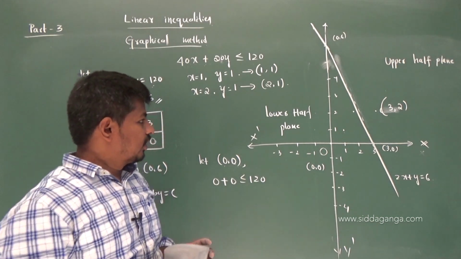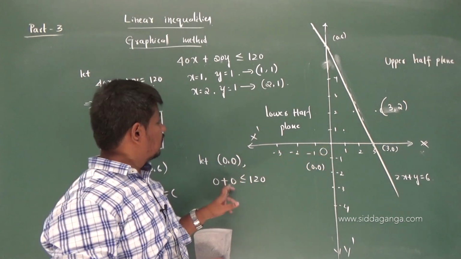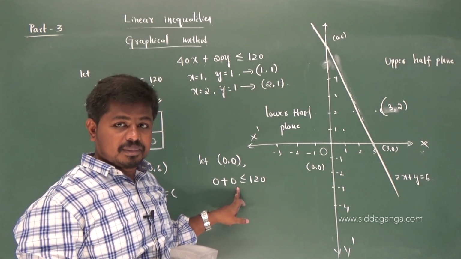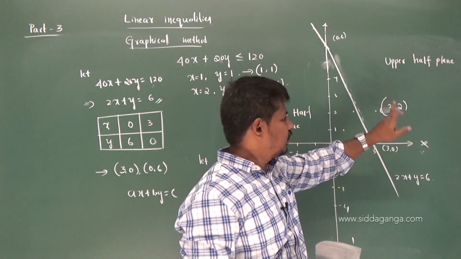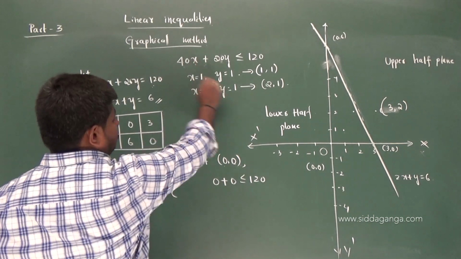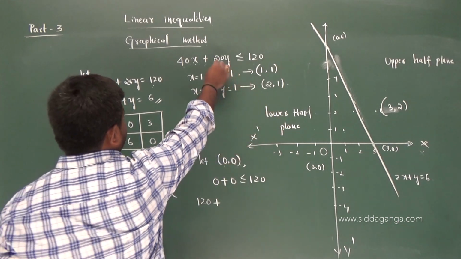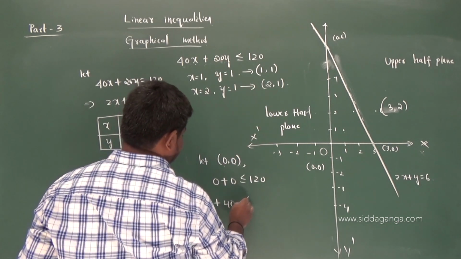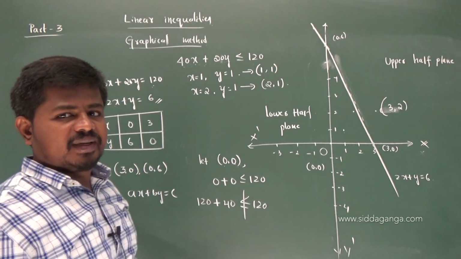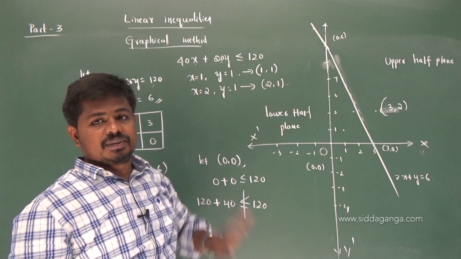Once again, to check the solution region, I have considered a point from the lower half plane and substituted in this, so it is satisfied. Hence, the lower half plane is a solution region. This is not a solution region. Or you can take this point (3, 2) and check. What happens? 40 into 3 is 120, plus 20 into 2 is 40, which is not less than or equal to 120. You can take any point from the upper half plane, it does not satisfy. So your solution region is the lower half plane.